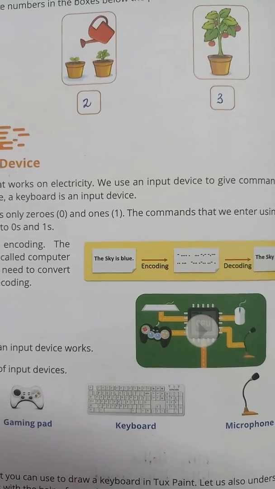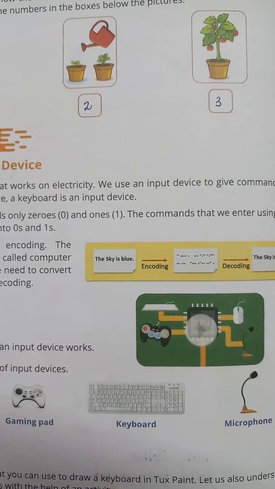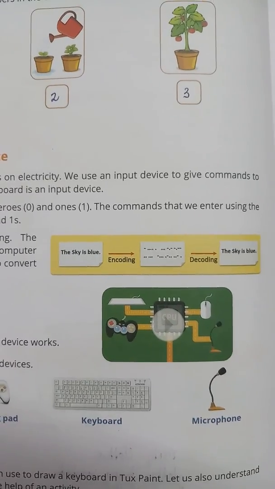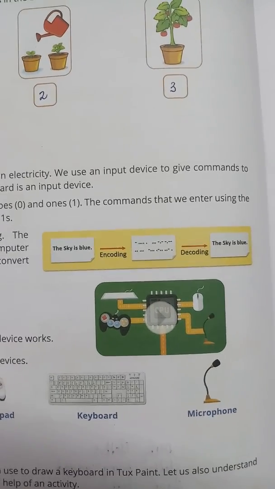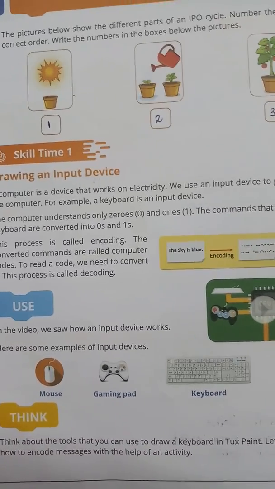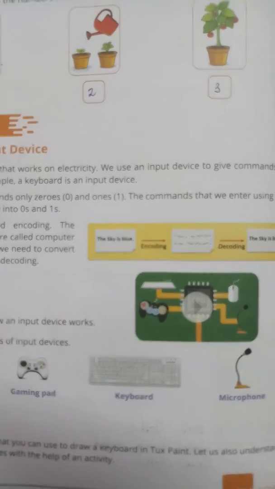Here the example is "the sky is blue." We give the input, it will be encoded and changed into zeros and ones, and then it will decode and display the output as "the sky is blue." Some examples of input devices are mouse, gaming pad, keyboard and microphone.